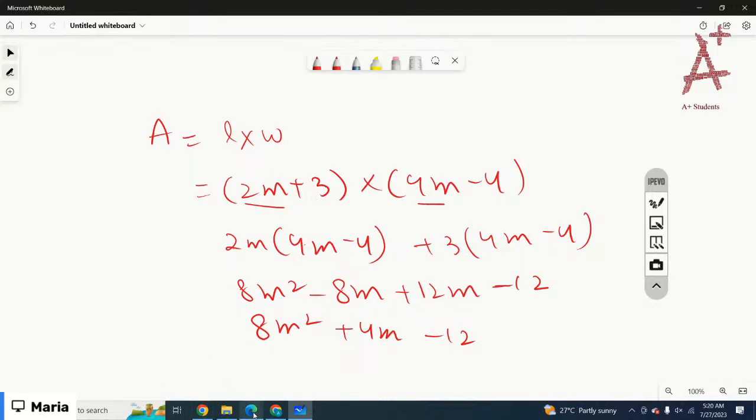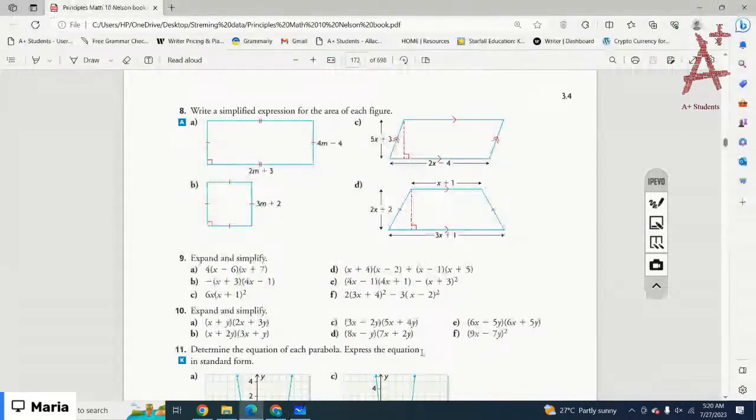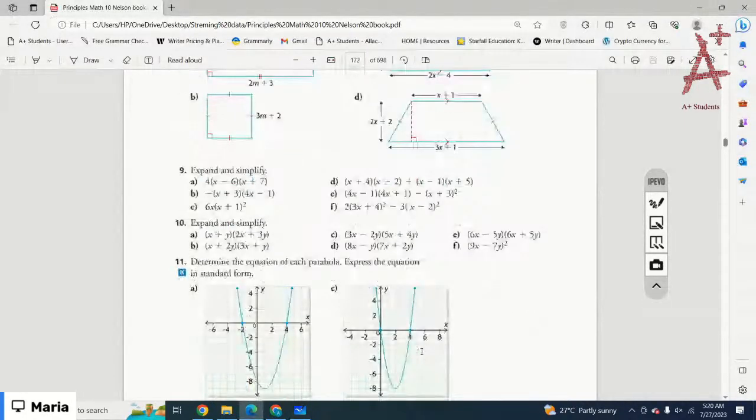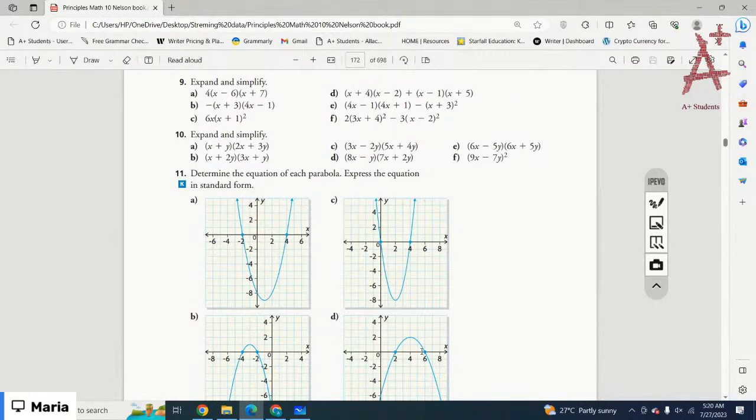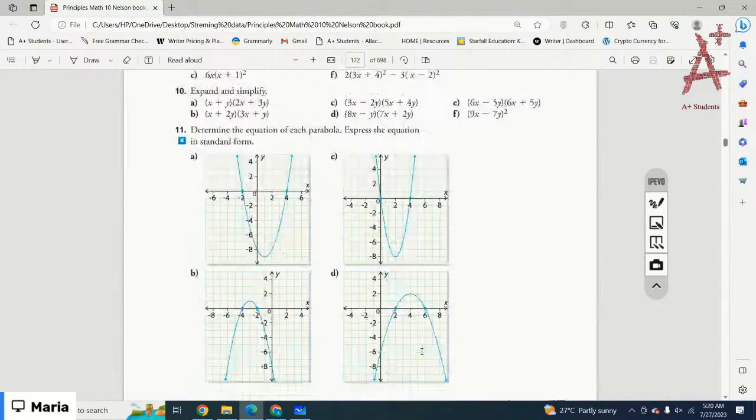Okay, you can do question number 9 and 10 by yourself. Let's just look at question number 11. Determine the equation of each parabola. So you are given a parabola, and you have to calculate the equation of the parabola. So let's just start with question number 11a.